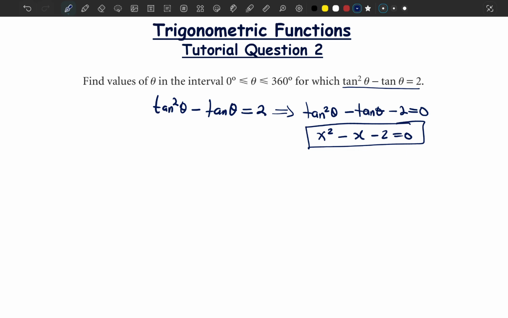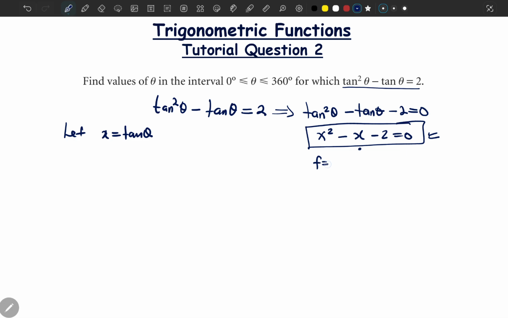Where I find the factors, like the product and the sum. So we are going to let it be in this form. If I say let x be equal to tan theta, then this becomes like this, isn't it? So now let us factorize this equation here.